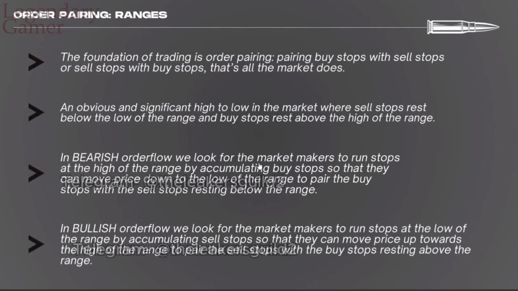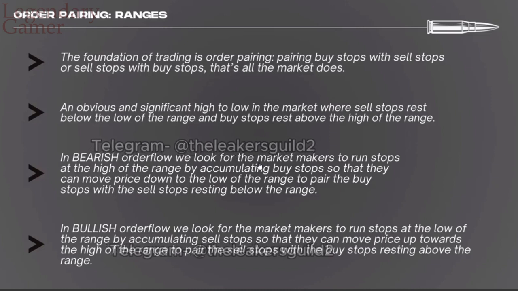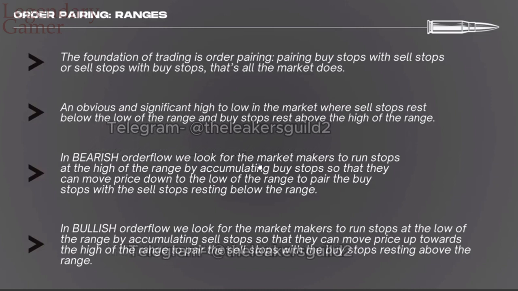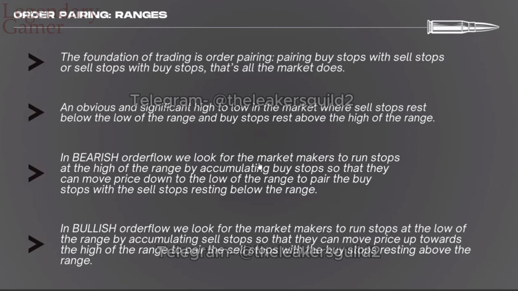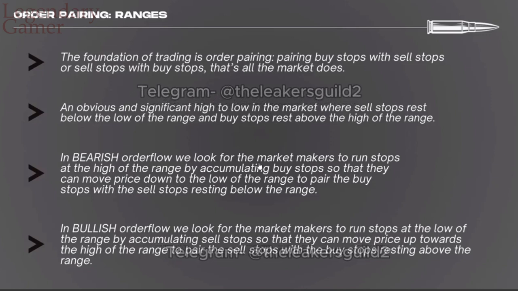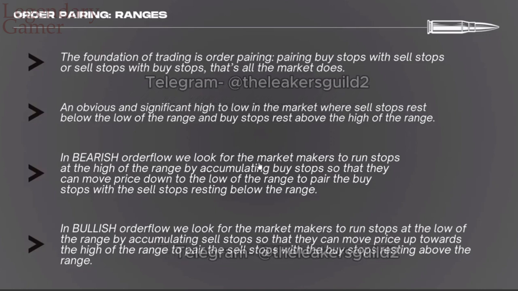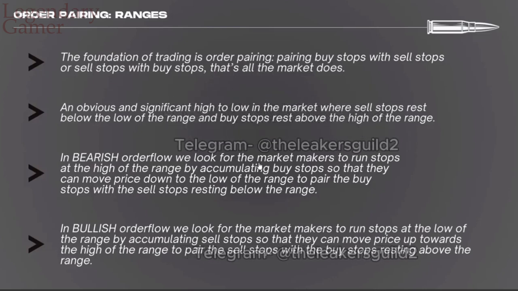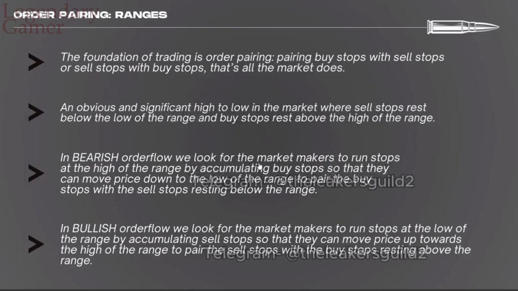Pairing buy stops up with sell stops or sell stops with buy stops, and that is all the market does. An obvious and significant high to low in the market where sell stops rest below the low of the range and buy stops rest above the high of the range. So that means in bearish order flow we look for the market makers to run stops at the high of the range by accumulating those buy stops so that they can move price down to the low of the range to pair the buy stops up with the sell stops resting below that range.